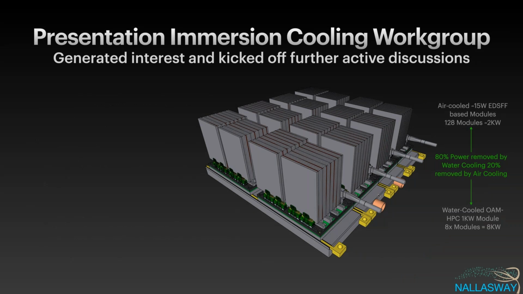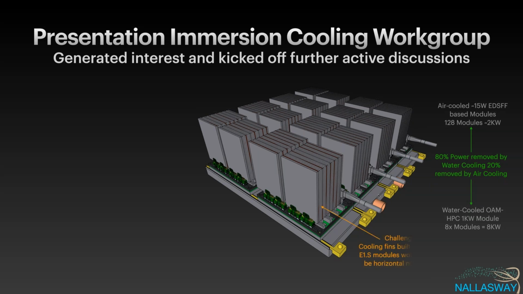On that note, I presented to the immersion cooling work group, which gave us a focus on the thermal side. It generated a lot of interest, and I kicked off some further active discussions. The way I presented it was, we've got the water-cooled big cold plate at the bottom with 8 1 kilowatt modules. We've got to cool 8 kilowatts, so that's water cooled. But assuming the thinner E3 modules, not the double-width ones, we're assuming roughly 15 watts per EDSFF module, and there are 128 modules there. So we've got about 2 kilowatts. So there's an 80-20 spread between the water cooled and the air cooled.